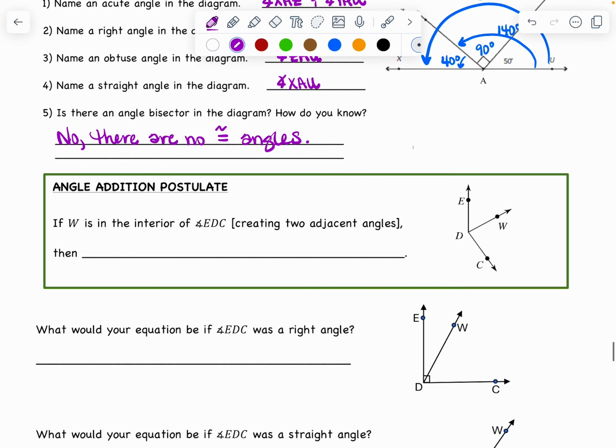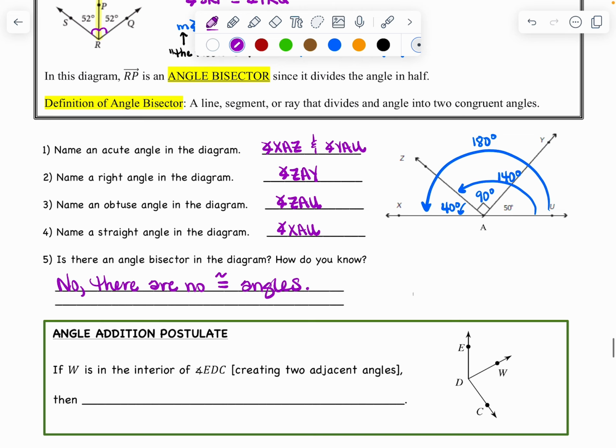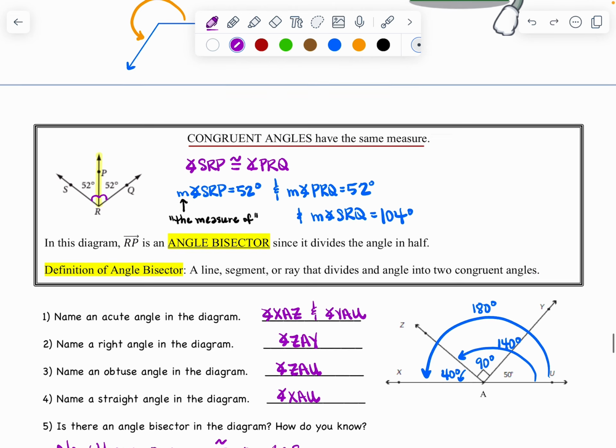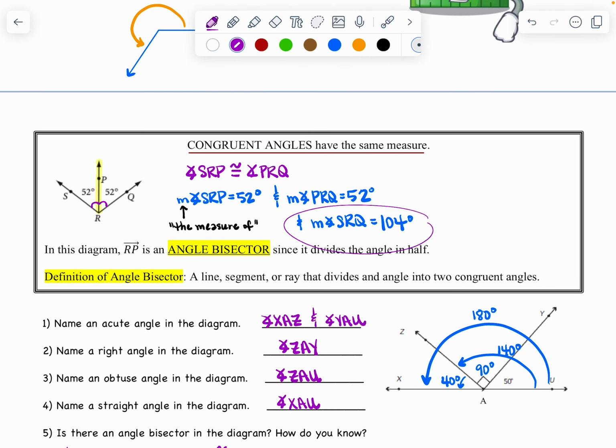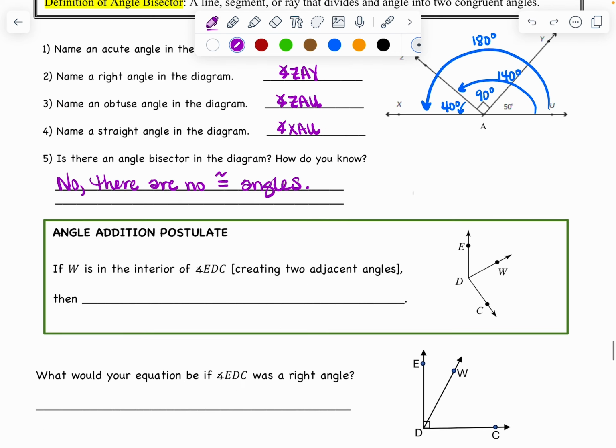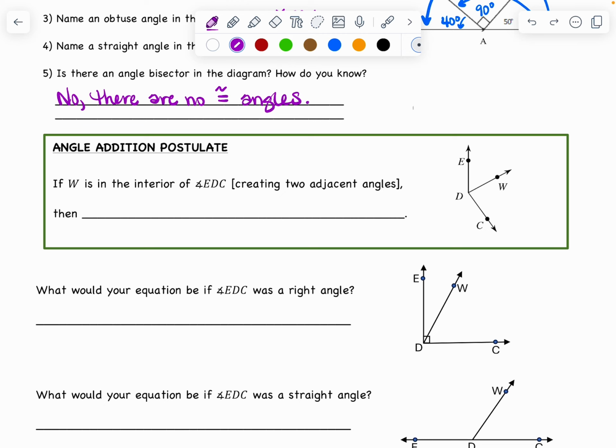All right, the last thing we're learning today is the angle addition postulate, which we've actually already applied multiple times in these notes. Just like we did right here to figure out what the missing angle was, and just like we did up here to figure out that the whole angle was 104. We were using the angle addition postulate, because it's just common sense. It's the same thing as our segment addition postulate. That says if we add up the two smaller angles, it has to equal the measure of the entire large angle.